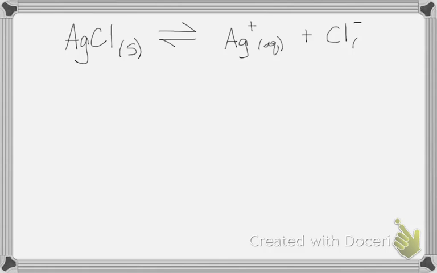Okay, silver chloride is AgCl, and that would be a solid. And that's an ionic compound. I know that because it's a metal and a nonmetal, silver and chloride. And you guys know that ionic compounds, if they're going to dissolve in solution, they dissolve as ions. So silver chloride, if it were to dissolve in solution, it would dissolve as silver ions and as chloride ions.